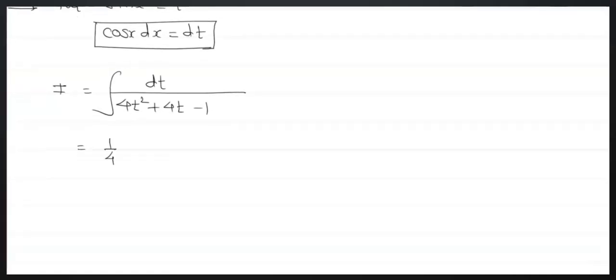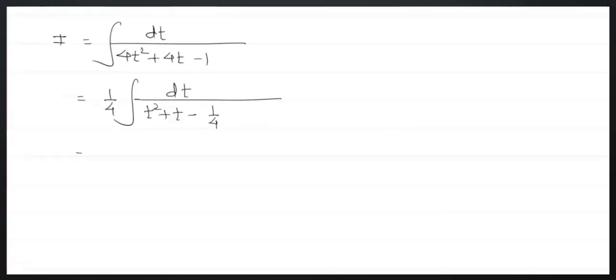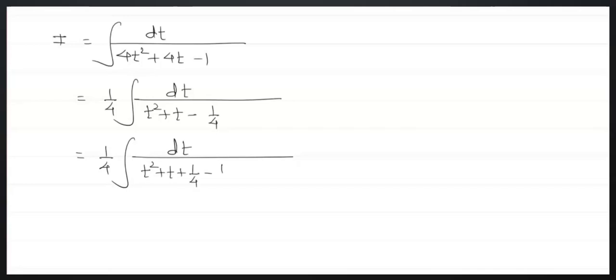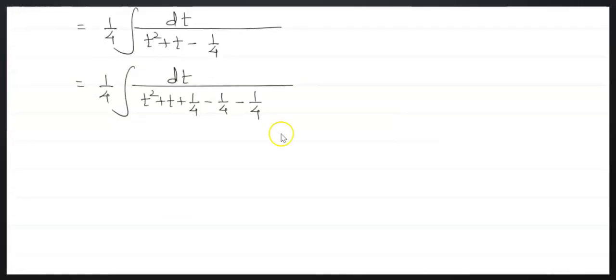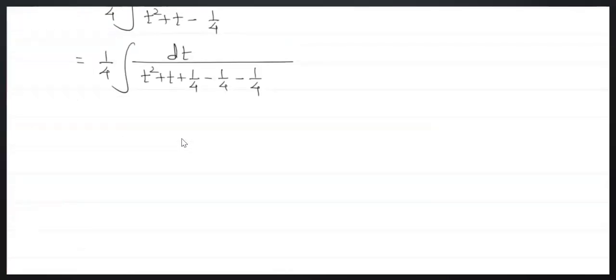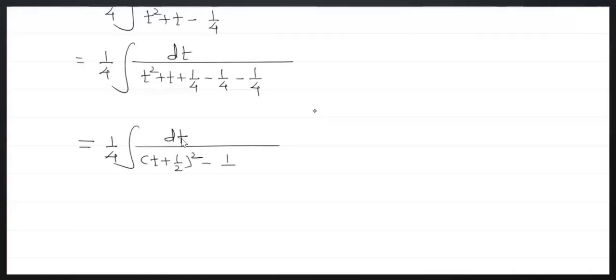Take 4 as common. 1 by 4 integral dt upon t square plus t minus 1 by 4. 1 by 4 dt upon t square plus t plus 1 by 4 minus 1 by 4 and again minus 1 by 4. That is, the second term is 1 upon 2. Its square is 1 by 4. Here is 1 by 4 integral dt upon t plus 1 upon 2 bracket square minus 2 by 2.